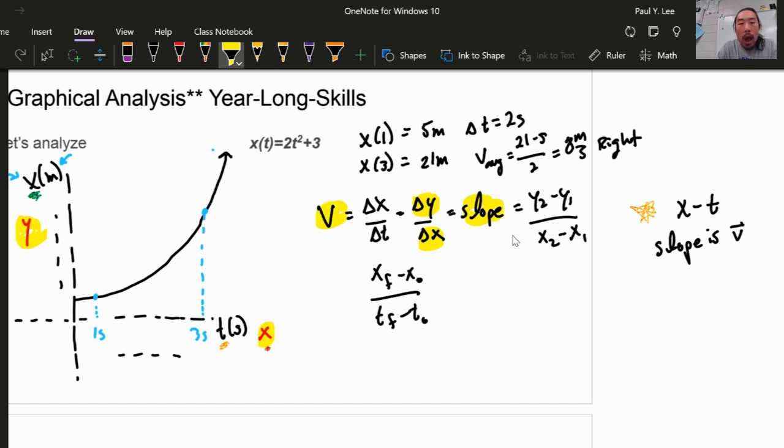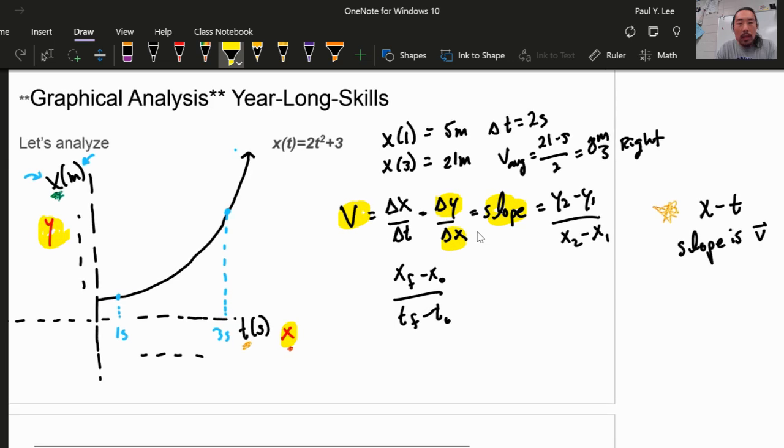All right, and the way that we know that is we have to take a look at two things. We have to take a look at the y-axis variable, which in this case was position, and we have to take a look at the x-axis variable, in this case time, right? And if we divide position over time, what we get is the formula for velocity. So that's how we know that the slope for a position time graph does in fact give you velocity.